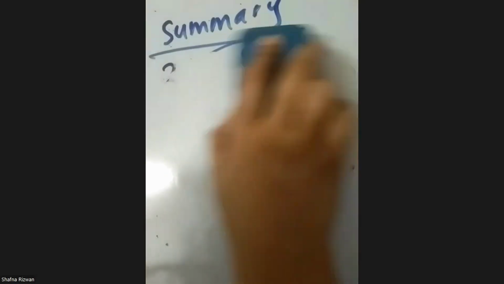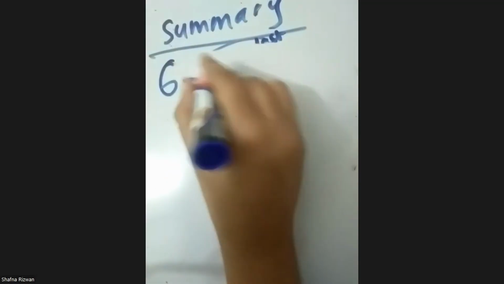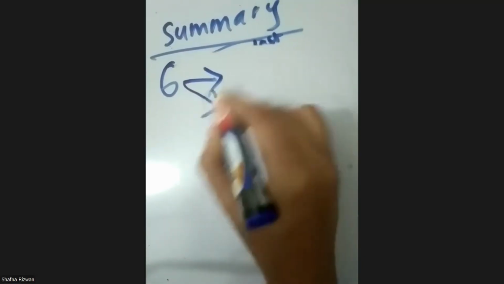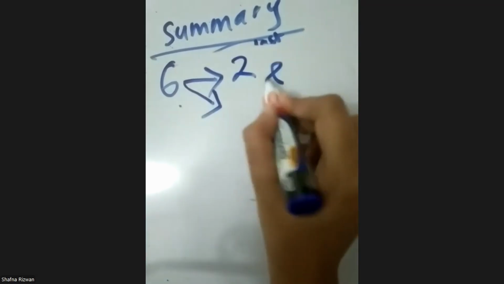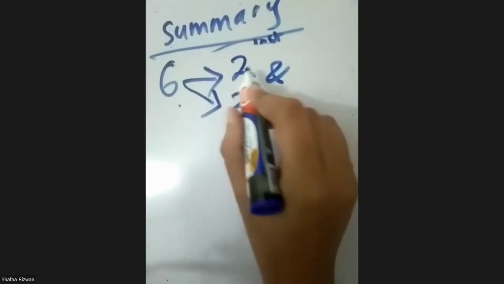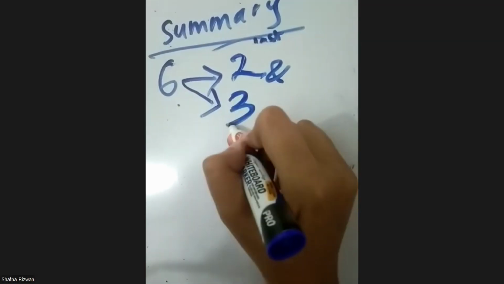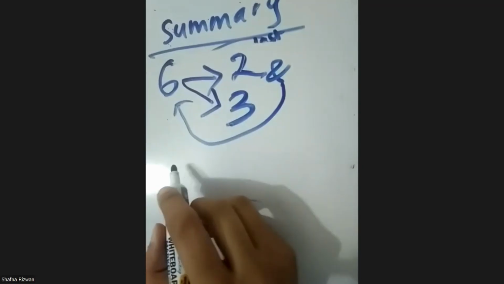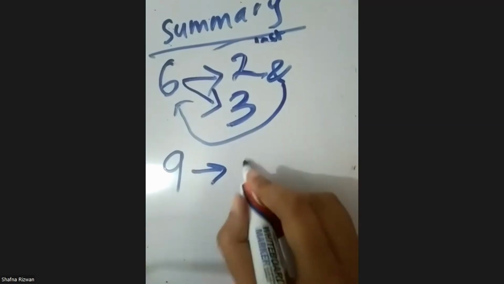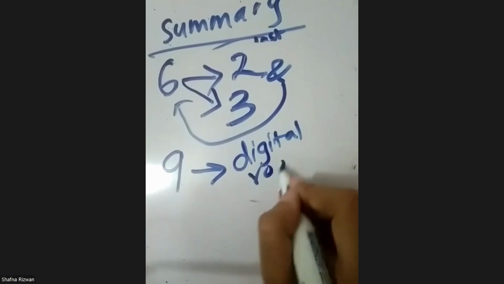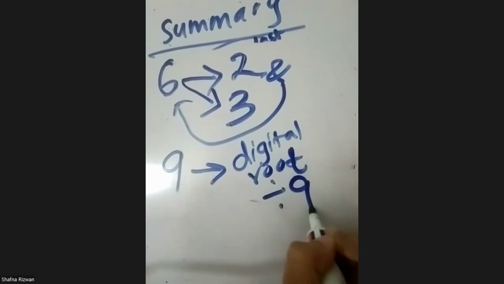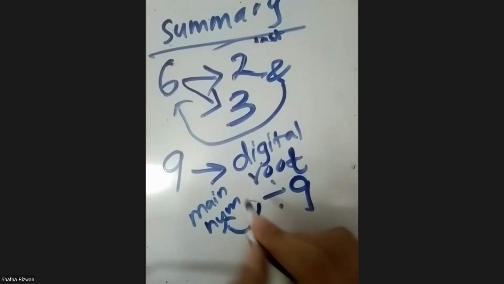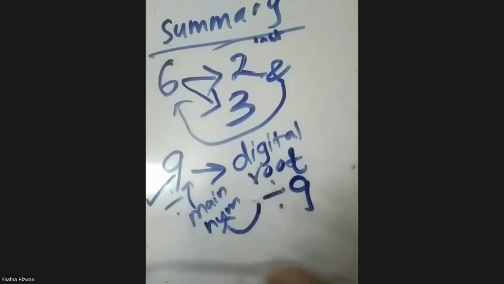Okay, and then when you take the number 6, if you want to find whether a number is divisible by 6 or not, there are two numbers it should be divisible by: the number 2 and the number 3. Any given number should be divisible by 2 and divisible by 3. Then only it will automatically become divisible by 6. And then if you take the number 9, always remember, if you take the digital root of that number, and the digital root is divisible by 9, that means the main number will automatically become divisible by 9.